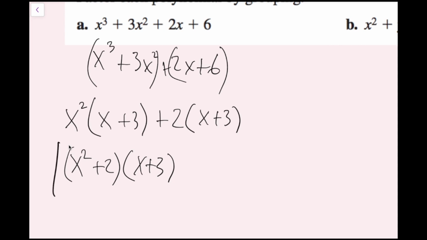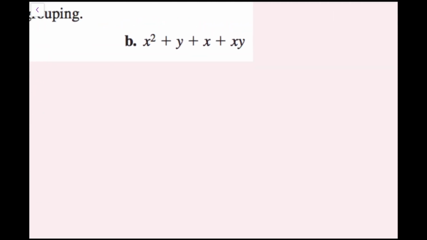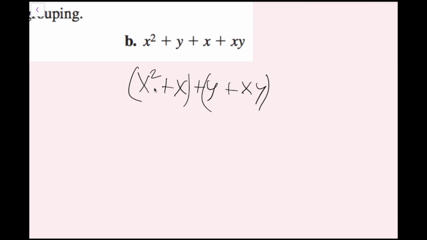I'm going to scroll over here for part B. So for part B, I'm going to actually rewrite this in a slightly different order. I'm going to match up terms where I know I can factor something out. So I'm going to rewrite this as x squared plus x, and then plus y plus xy. All right, so over here, I'm going to make my groups. I'm going to put parentheses around these 2 terms and then these 2 terms. So right here, I know I can factor out an x. So it's going to give me x times x plus 1.